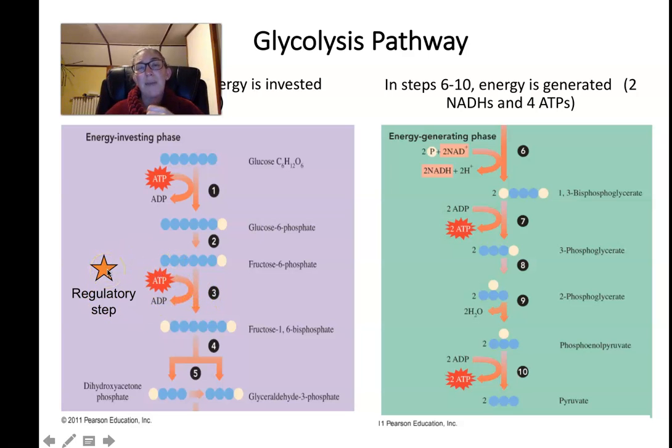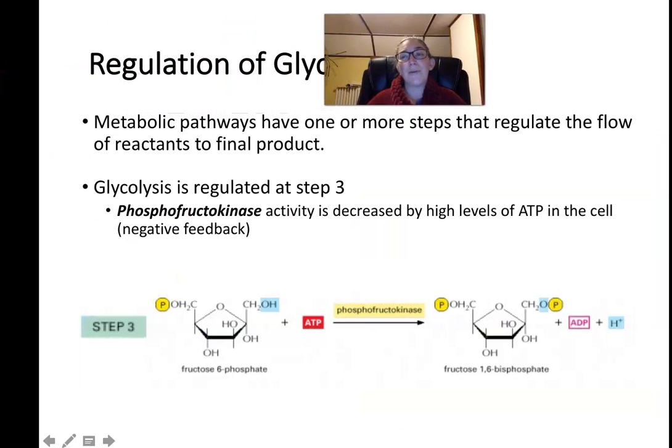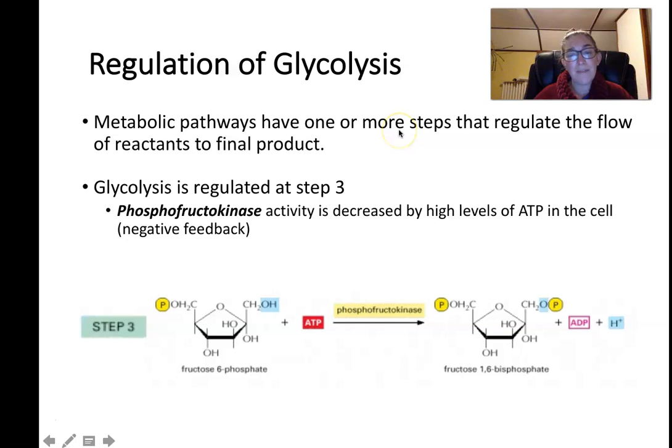A lot of metabolic pathways have regulatory steps. It's a step that basically has an on-off switch. If you want to stop doing that metabolic pathway, you turn it off, or you can start it by turning it on at that step. So step 3 here is our regulatory step. What do we mean by that? If you have a lot of glucose and you are breaking it down and you're making plenty of ATP and the cell has plenty of ATP, you don't need to continue doing glycolysis. That is a waste of energy.